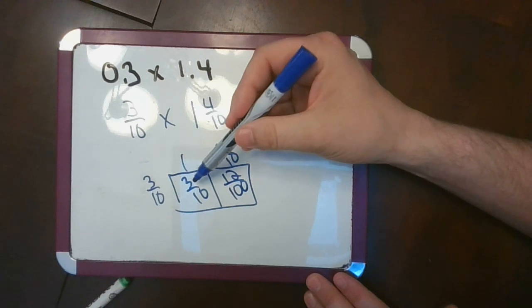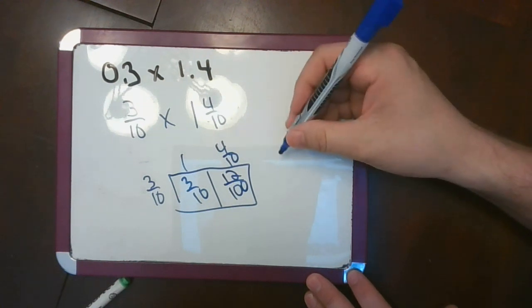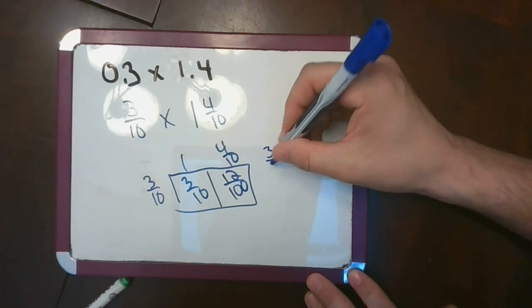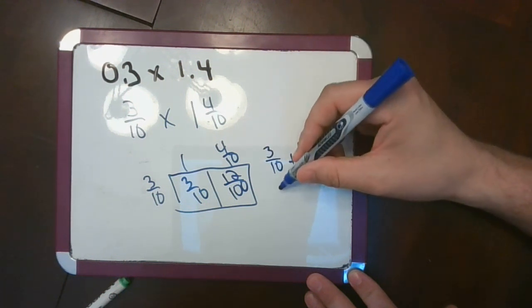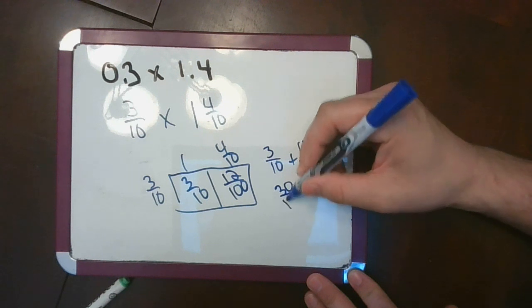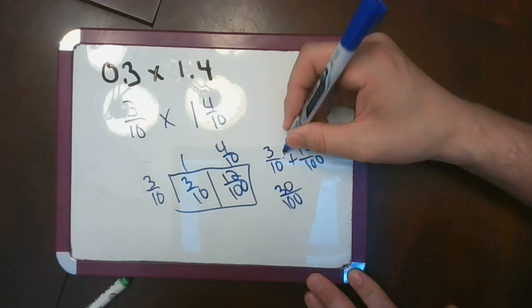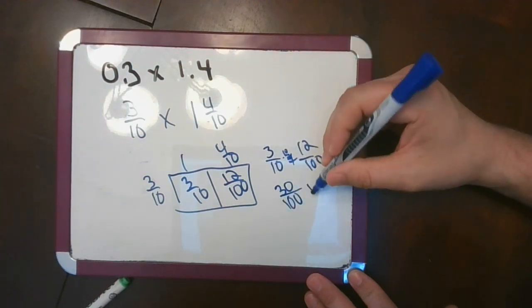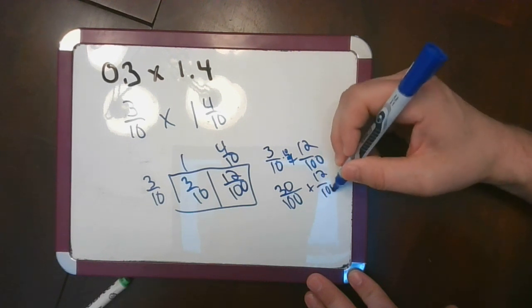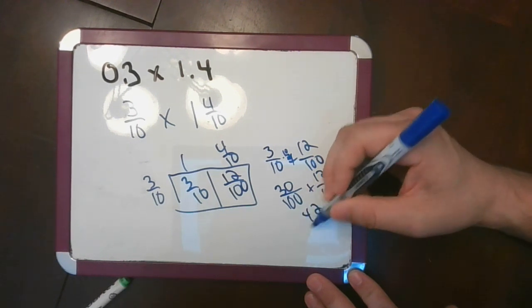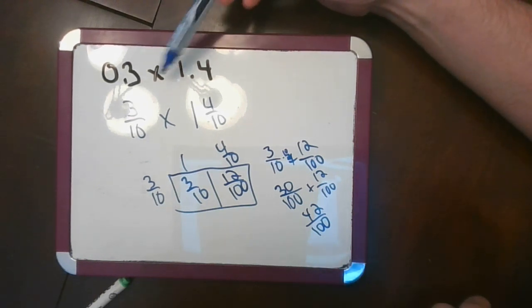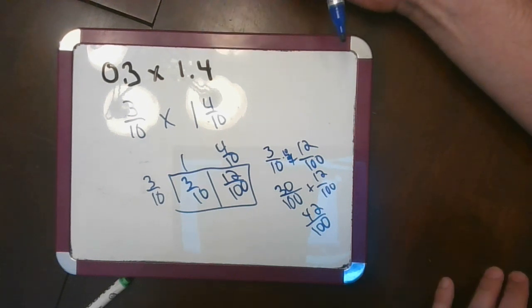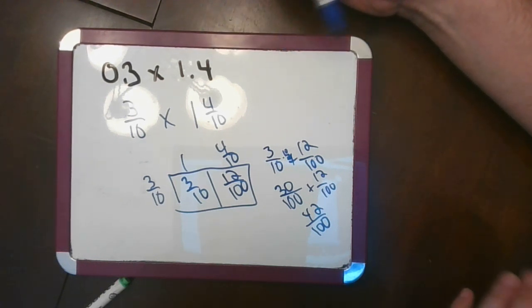So I'm adding 3/10 plus 12 100ths. So 3/10 plus 12 100ths is the same thing as 30 100ths, because I multiplied it by 10 over 10 to get that, plus 12 100ths, which is 42 100ths. Now, we talked about this. Normally, if you start with a decimal number, your answer choices are probably going to be in decimal, and you're probably going to want the answer to end up that way.